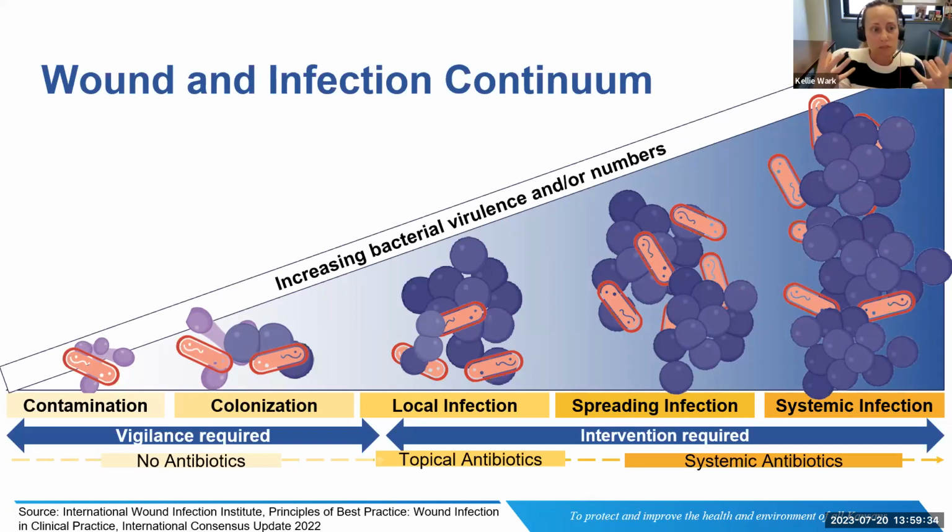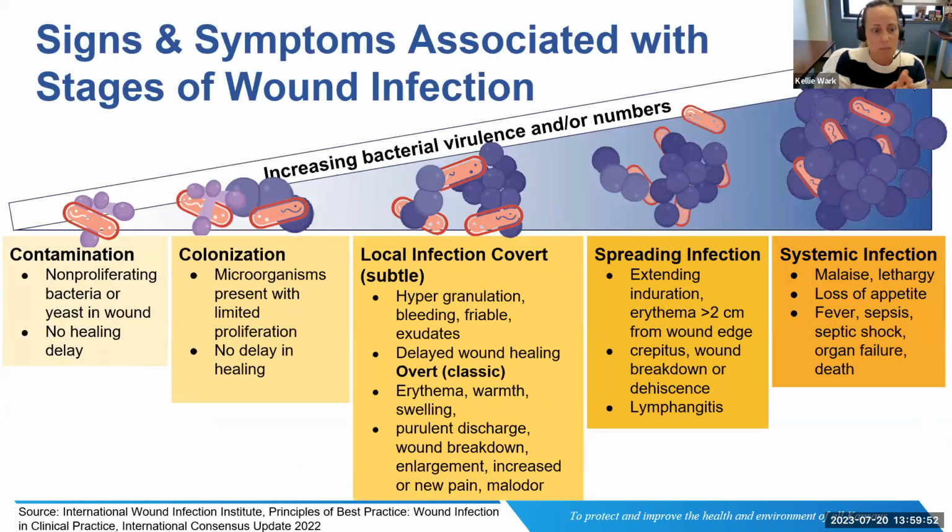But as it proliferates and grows, this is where we get into the spreading infection and then systemic infection on the far right. And those two conditions on the right are where we really should be putting people on antibiotics. Next slide. Although the sides on the left, contamination and colonization, are where a lot of antibiotics are being used. And this is just an extension of that, talking about the different kinds of signs that you would see with those situations. Next slide.